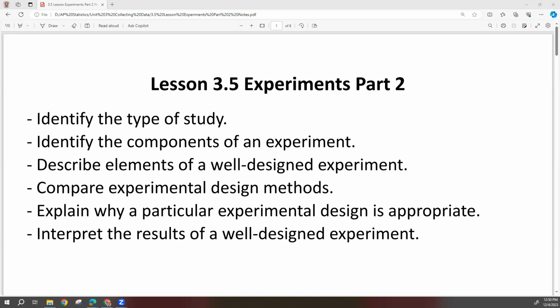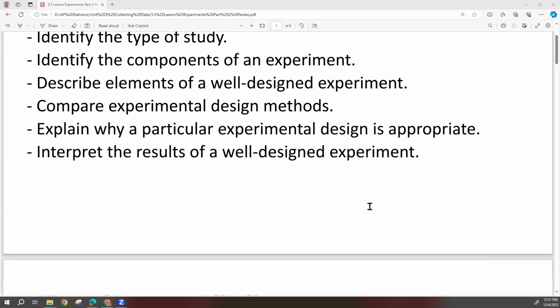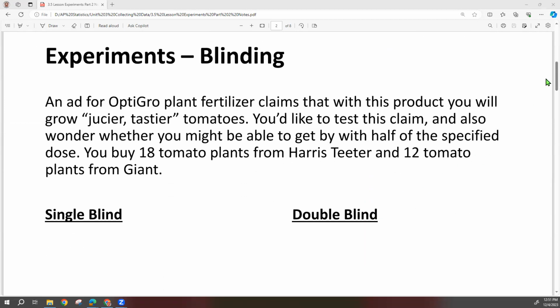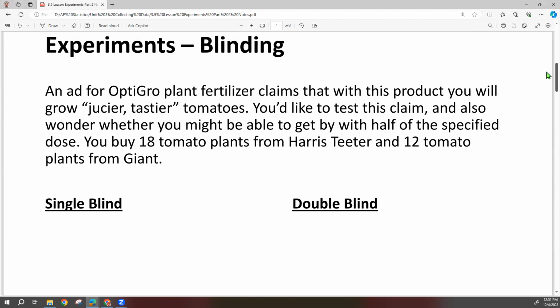We talked about factors. We talked about treatments. And we talked about laying out diagrams of experiments to keep our thoughts organized. And so today we're going to just talk about a couple different elements that may or may not exist in an experiment. And that first one is blinding.